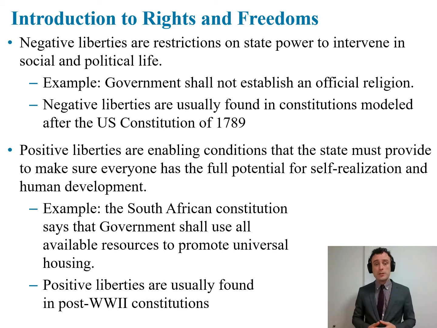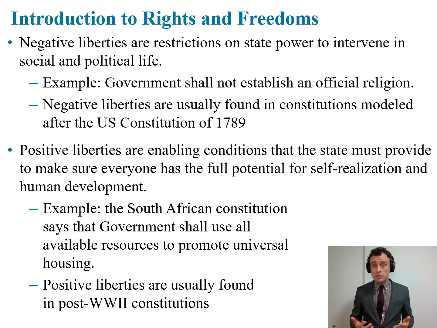To take an example, the South African Constitution, after apartheid, the South African Constitution that established a democracy in that country, has a right that says that the government shall use all available resources within reasonable effort to promote universal housing. And so access to housing is a right that is protected under the South African Constitution. But this is a right that, if it's going to be accomplished, is going to take a lot of government action and a lot of public policy related to housing and urban development.